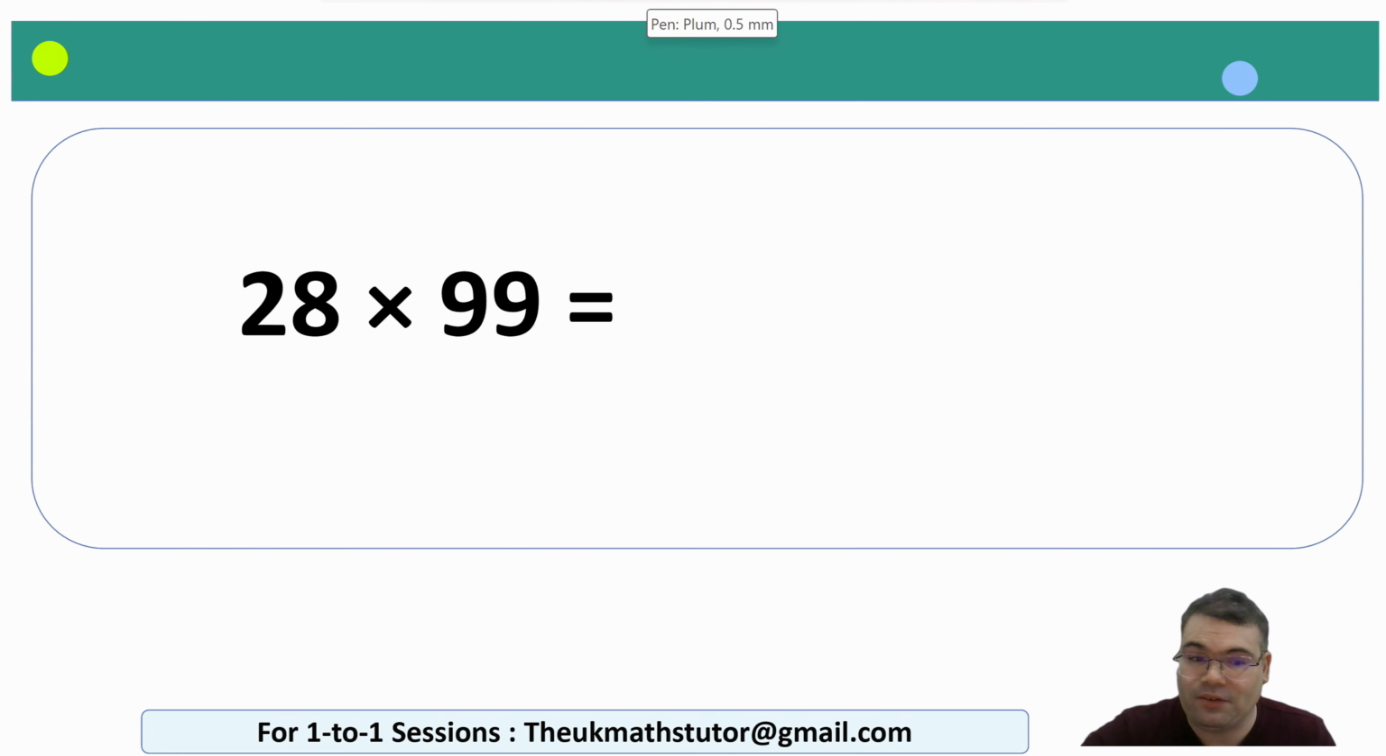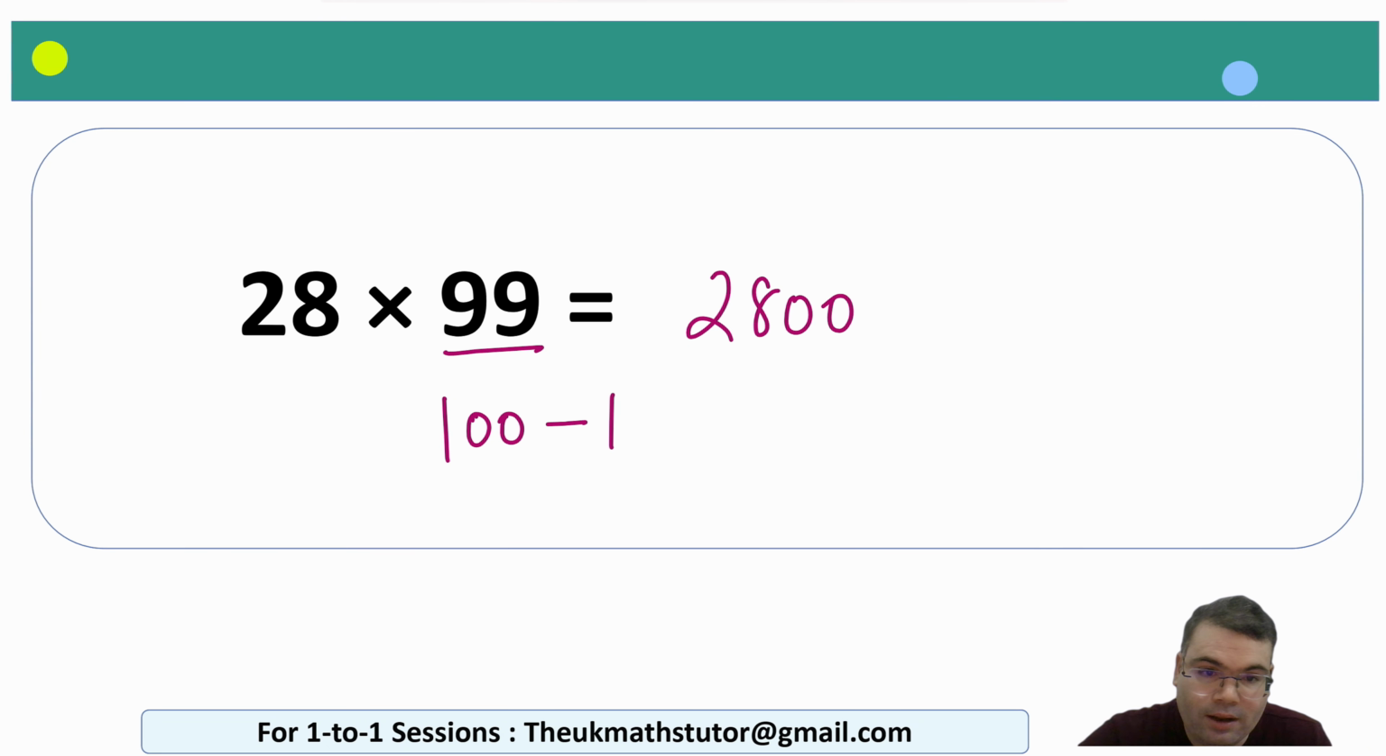So this is the question we have started with. Here we can see 99, we can write it as 100 take away 1. Now 28 times 100 is 2800, right? Take away 28 times 1, which is 28.